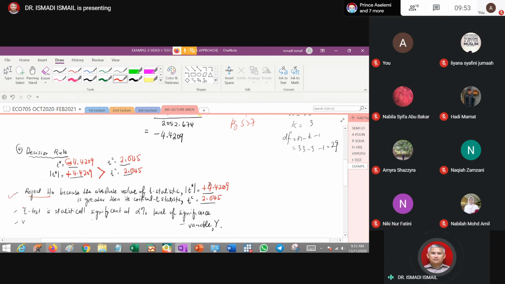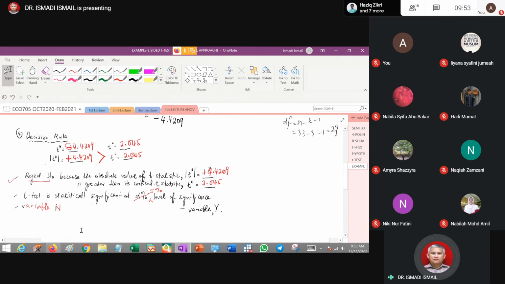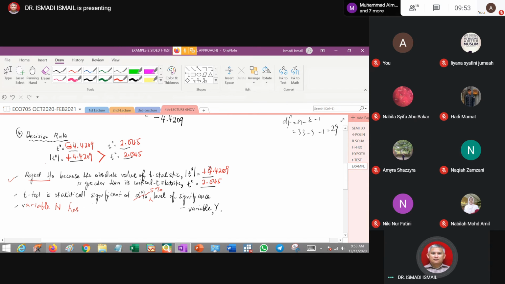Next, the t-test is statistically significant at the 5% level of significance, and we will say that variable, no such thing as variable x, but variable n, has an influence on the dependent variable. Our dependent variable in this case is 1.